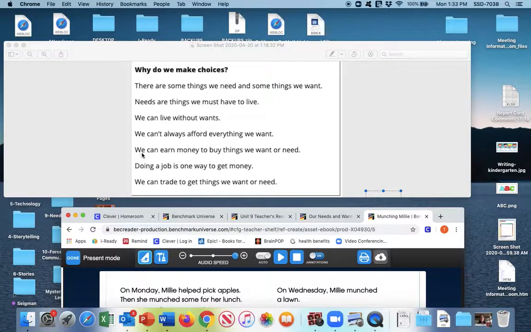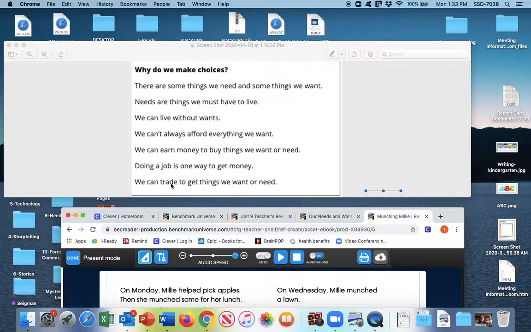Another one is we can earn money to buy things we want or need. Remember the story of Marcus? He earned money by doing jobs around the neighborhood in order to have enough money to buy the gift for his mom. So that is one way that you can get the things you want, by earning money. Doing a job is one way to get the money. Like in the classroom, doing a good job with answering questions, you earned play money. You also earned money by doing well on tests.